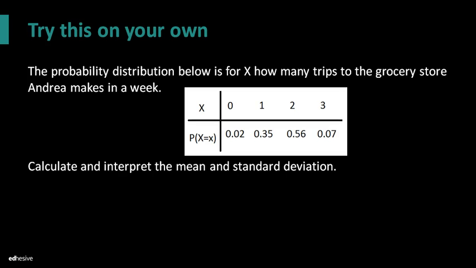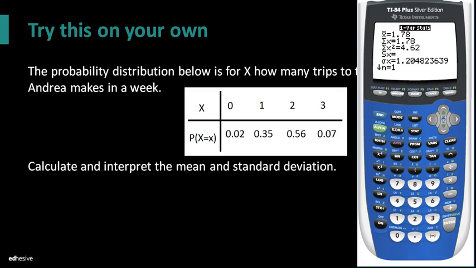Hit pause if you want, because I'm going to go ahead and do it now. So stat, edit, go to list 1. We're going to go ahead and hit up to highlight L1, hit clear down. Let's do the same thing. Highlight L2, clear down. Don't ever hit the delete button there. So 0, 1, 2, and 3 are the options for how many times Andrea goes to the store in a week. 0.02 for 0 trips, 0.35 for 1 trip, 0.56 for 2 trips, 0.07 for 3 trips.